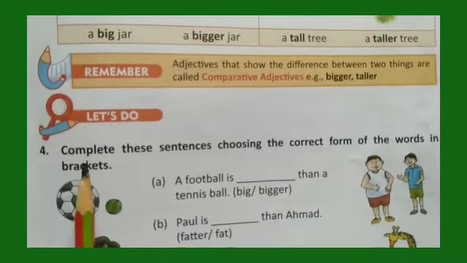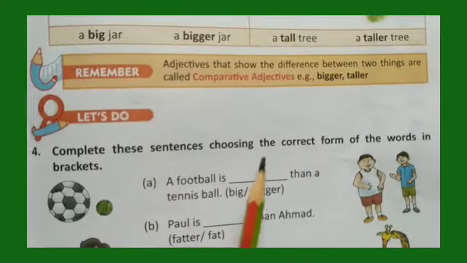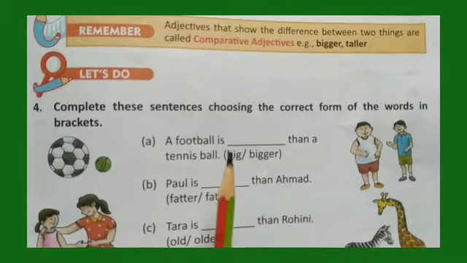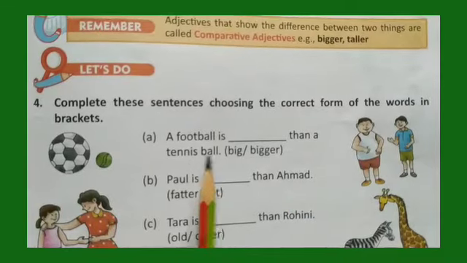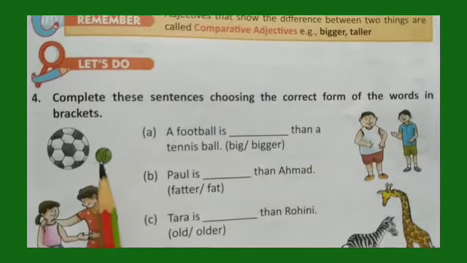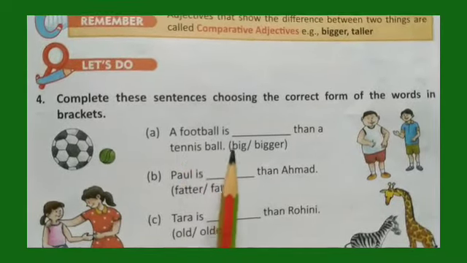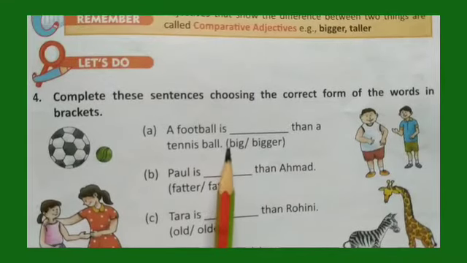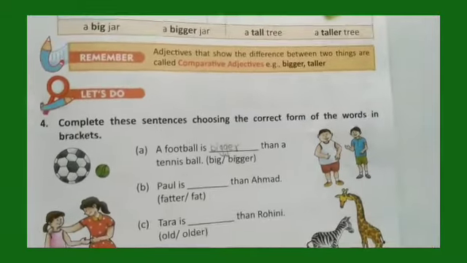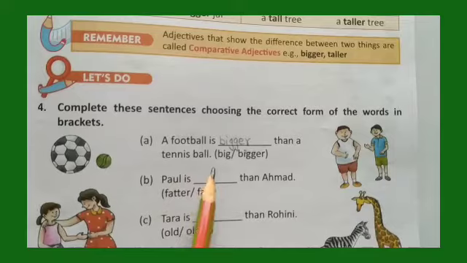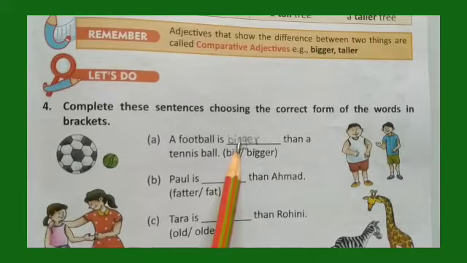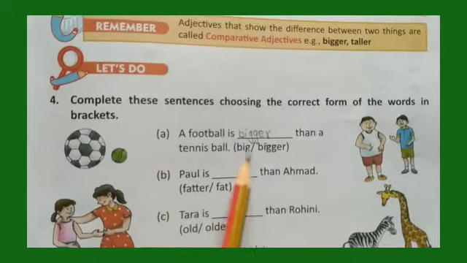Let us see. Complete these sentences choosing the correct form of the words in brackets. A. A football is dash than a tennis ball. So comparing between two balls here, football and tennis ball. So a football is big than a tennis ball? No, when we compare, what do we write? Bigger. Fine. So we write bigger. So big is the adjective and bigger is the comparative adjective. Comparison. Okay. Bigger than a tennis ball.